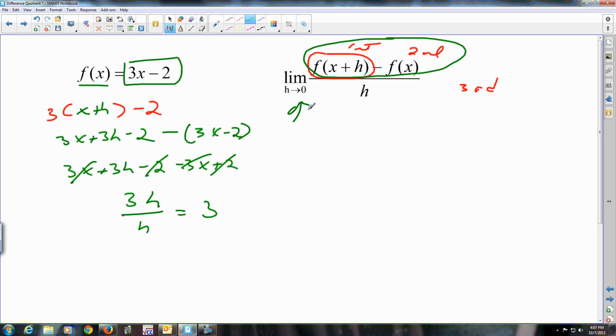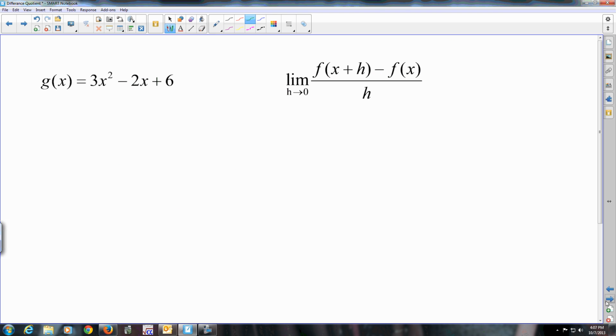So without even knowing how to do a limit, you were able to find the slope. Now that's because the thing's a line. You don't need to do the limit to find the slope of a line. I just wanted to convince you that this thing is actually finding slope by doing it on something you already know what the slope is. So let's do it on one where you don't know what the slope is.